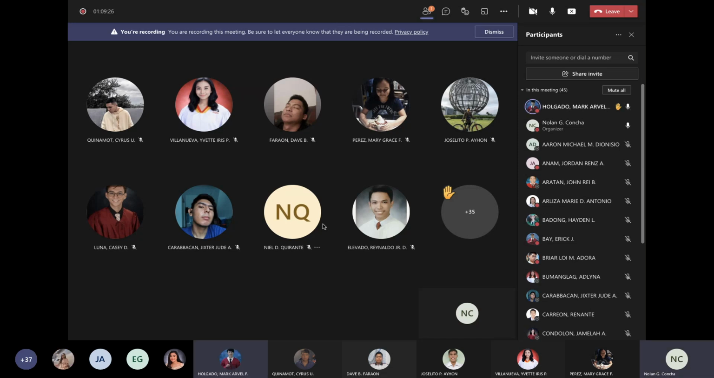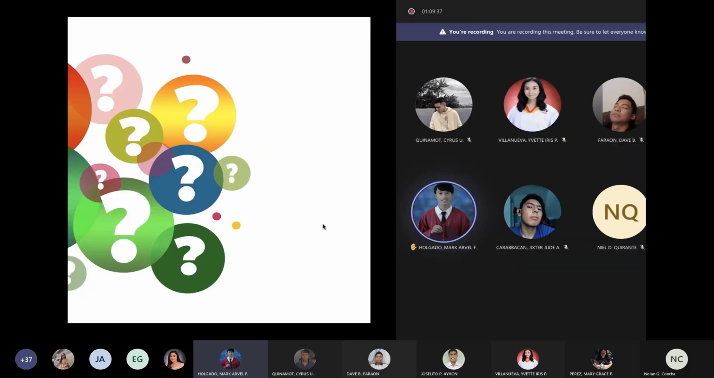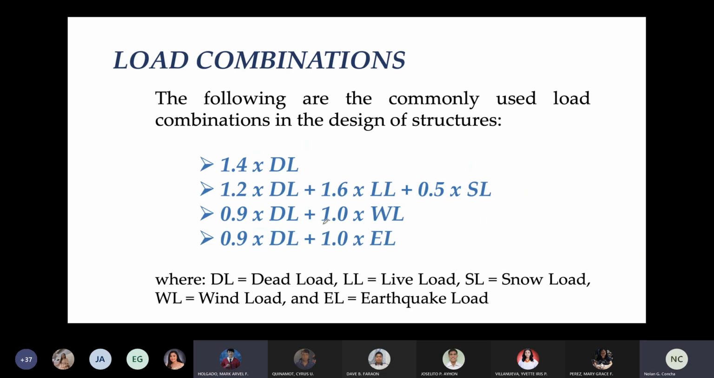Sir, dun po sa load combinations po, question lang po, bakit po mas maliit po yung factor dun po sa dead load, pag wind load, tsaka earthquake load po? Okay, no? Magandang question yan. Bakit 0.9 na lang yung dead load? Ganito kasi ang reason. Very extreme kasi yung case na ang dead load is in combination with wind load and in combination with live load. Siyempre may live load din dyan. Meron din itong live load.